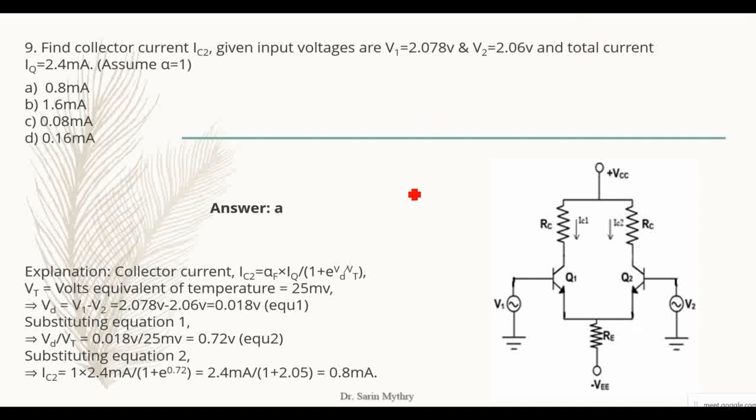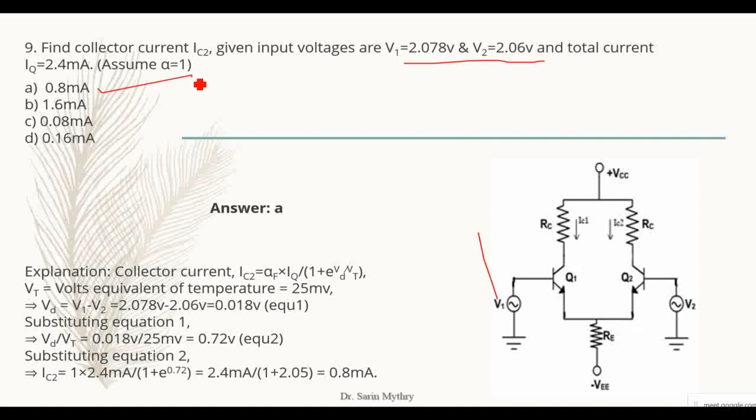You have the two inputs V1 and V2 of the transistors Q1 and Q2. RE, the emitter resistance, is given over here, and then there are two collector resistors RC with two different currents, IC1 and IC2, the output currents. Now, with all these values given to us, V1 is given as 2.078, V2 is given as 2.06, and the total current IQ is equal to 2.4 milliamperes. You should find out which is the correct option. As per my calculations, the correct option is A, that is 0.8 milliamperes.